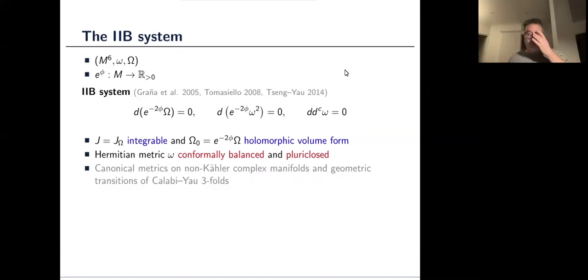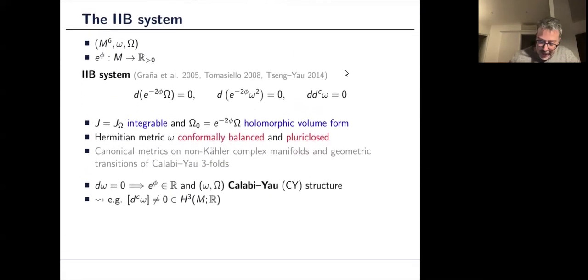Again, you know better than me how these equations are geometric. One reason for being interested in these equations, and variations of them, is that they are related to questions about the existence of canonical metrics on non-Kähler Calabi-Yau threefolds.